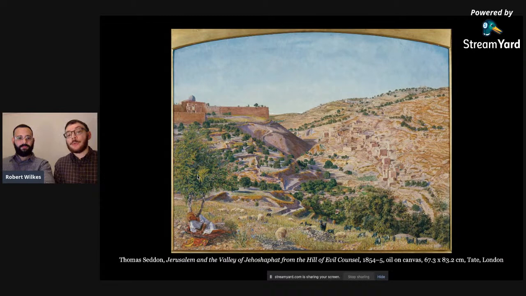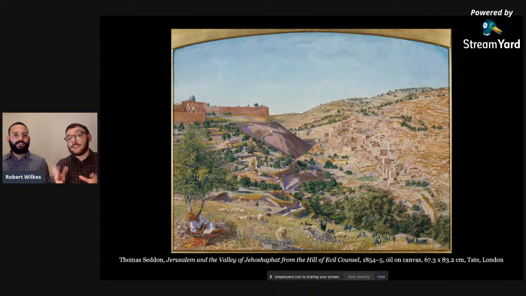When he traveled to Jerusalem in 1854, he camped on a hillside outside Jerusalem to paint this. A very spiritual landscape, because it's where Christ lived and died.